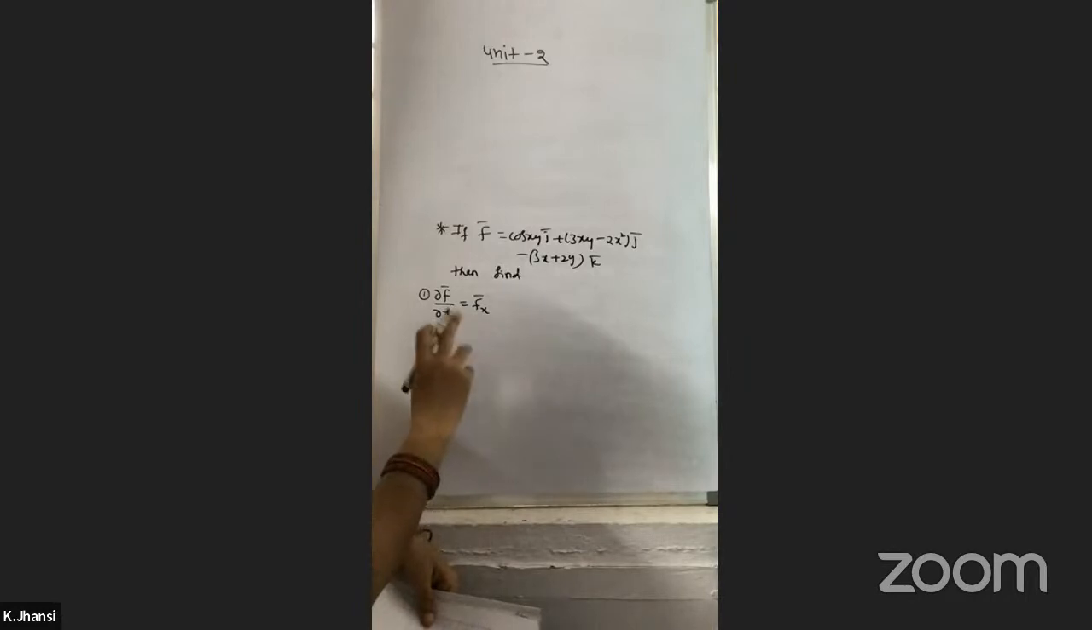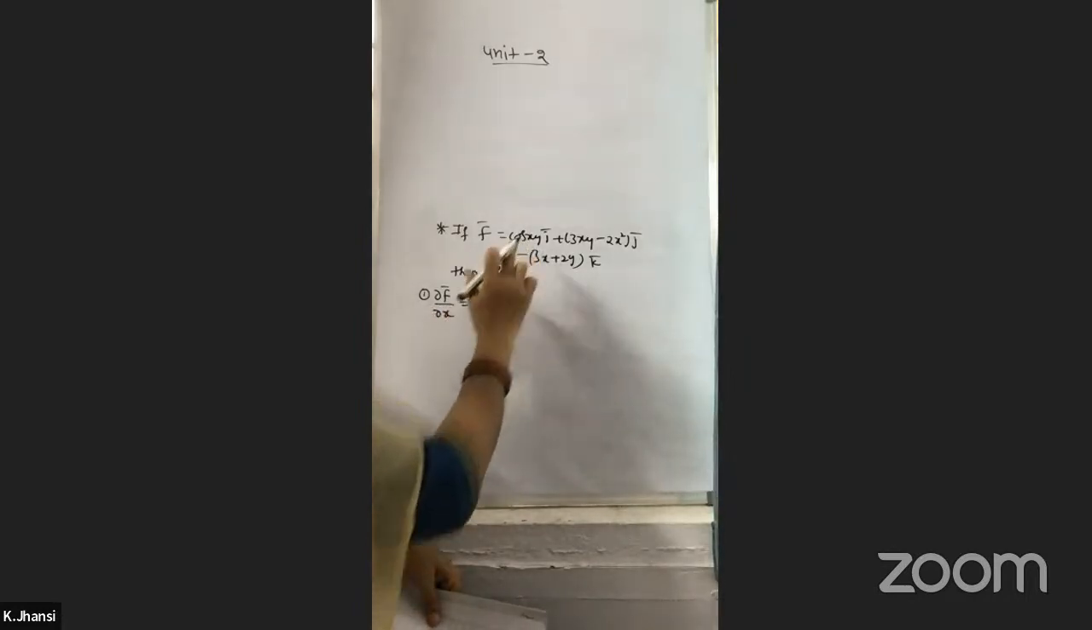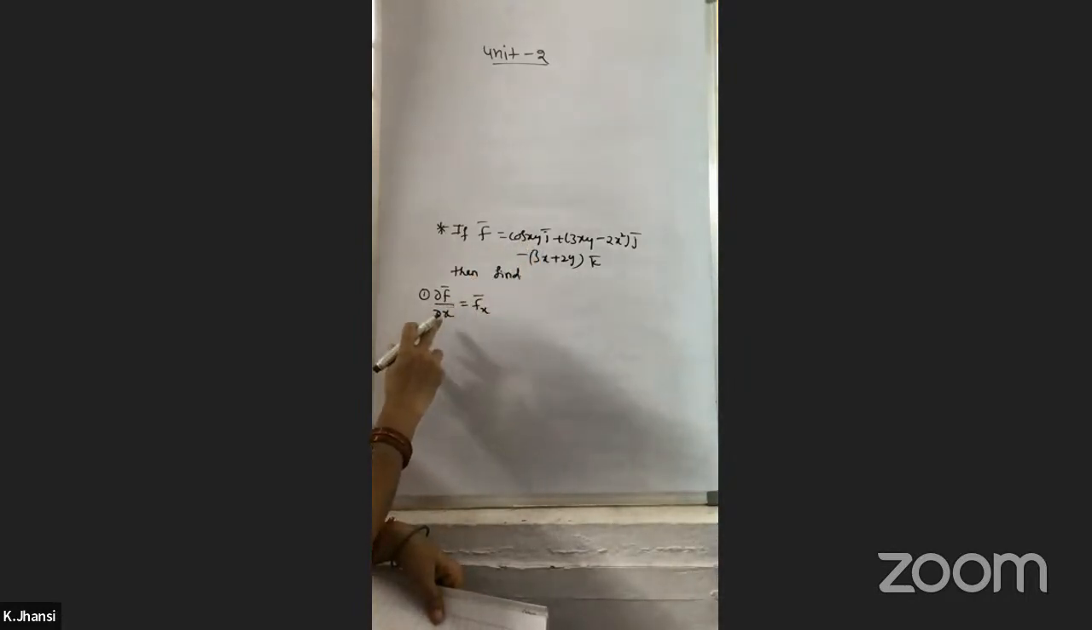Okay, fx means only first order we have to do. For this one, we have to find the differentiation with respect to x. So partial differentiation means only x variables you have to do the differentiation. Other variables you have to take them as a constant.